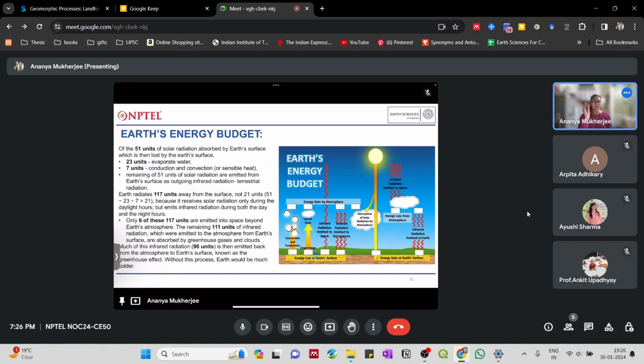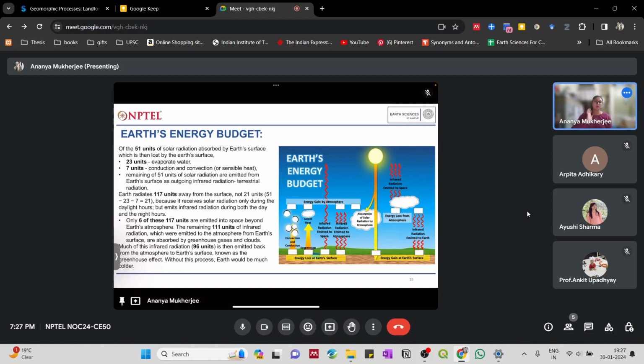So again, now these 51 units interact with the Earth's surface and the features of the Earth. Okay, so 23 units of the 51 units that are absorbed by the Earth's surface are lost again due to some of the processes that are happening on the Earth. So 23 units are actually used up for evaporation of water. 7 units are again used up in conduction and convection, that is, sensible heat.